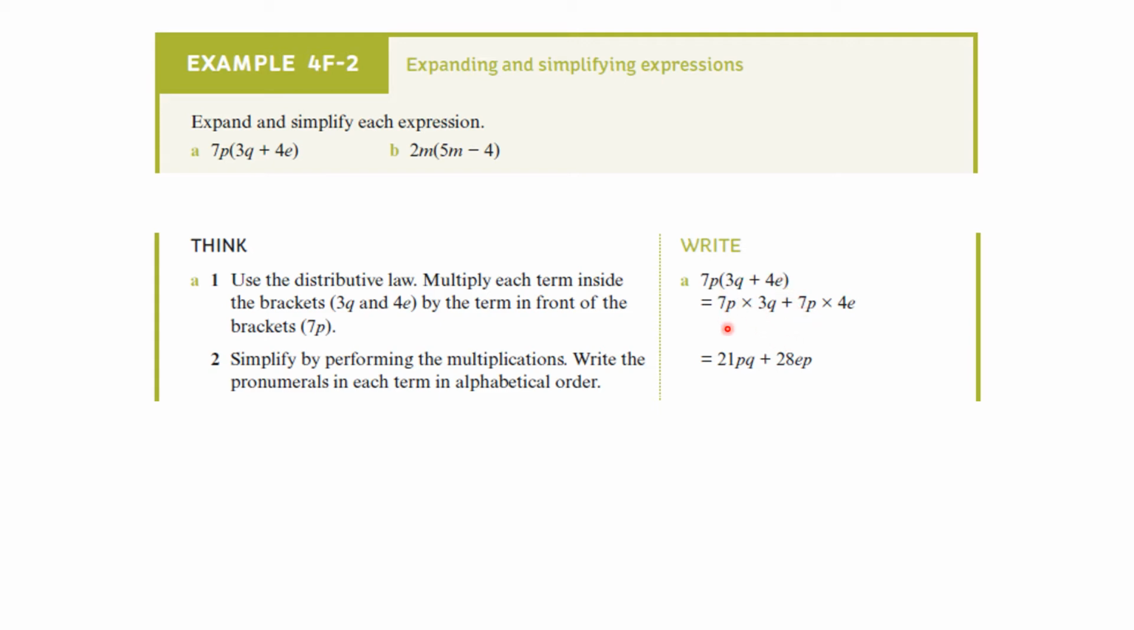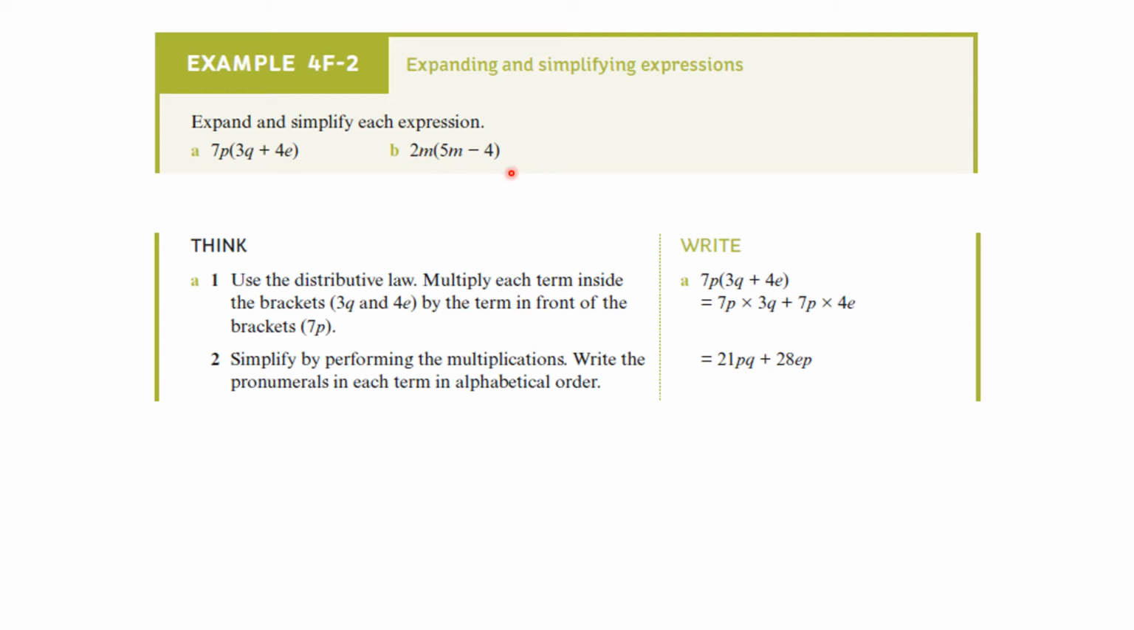So let's look at the first part. Okay, let's deal with that. 7 times 3 is 21. P times Q is PQ. Okay, I'll just write them in alphabetical order. The second part is 7 times 4, 28. And then P times E we can write in alphabetical order as EP. That's all. Okay, can't do any more with that. They're not like terms, so you leave it as is.